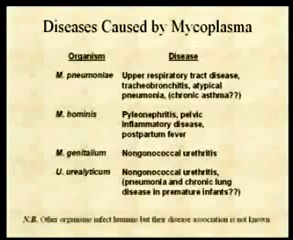Hominis causes pyelonephritis, pelvic inflammatory disease, and postpartum fever. And these other two cause non-gonococcal urethritis. Again, another association here with Ureaplasma, with pneumonia and chronic lung disease in premature infants, in that age group.